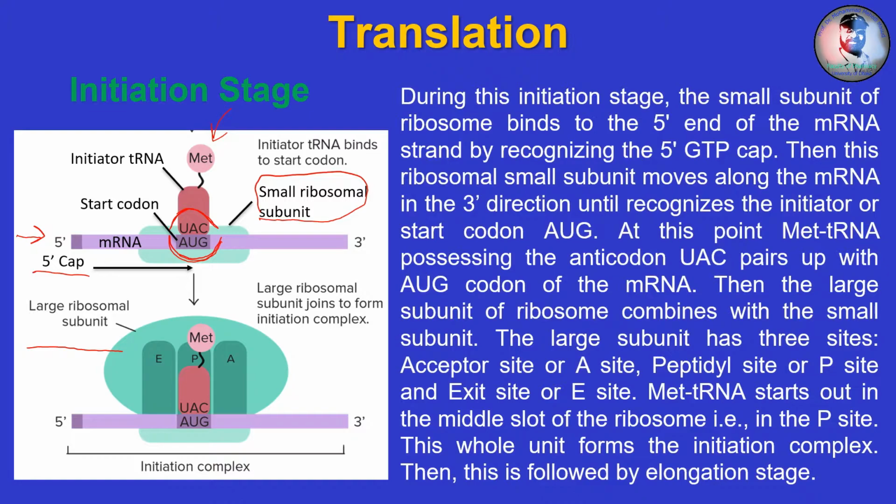The large subunit has three sites: acceptor site or A site, peptidyl site or P site, and exit site or E site. MET-tRNA starts out in the middle slot of the ribosome, that is, in the P site. This whole unit forms the initiation complex. Then, this is followed by the elongation stage.